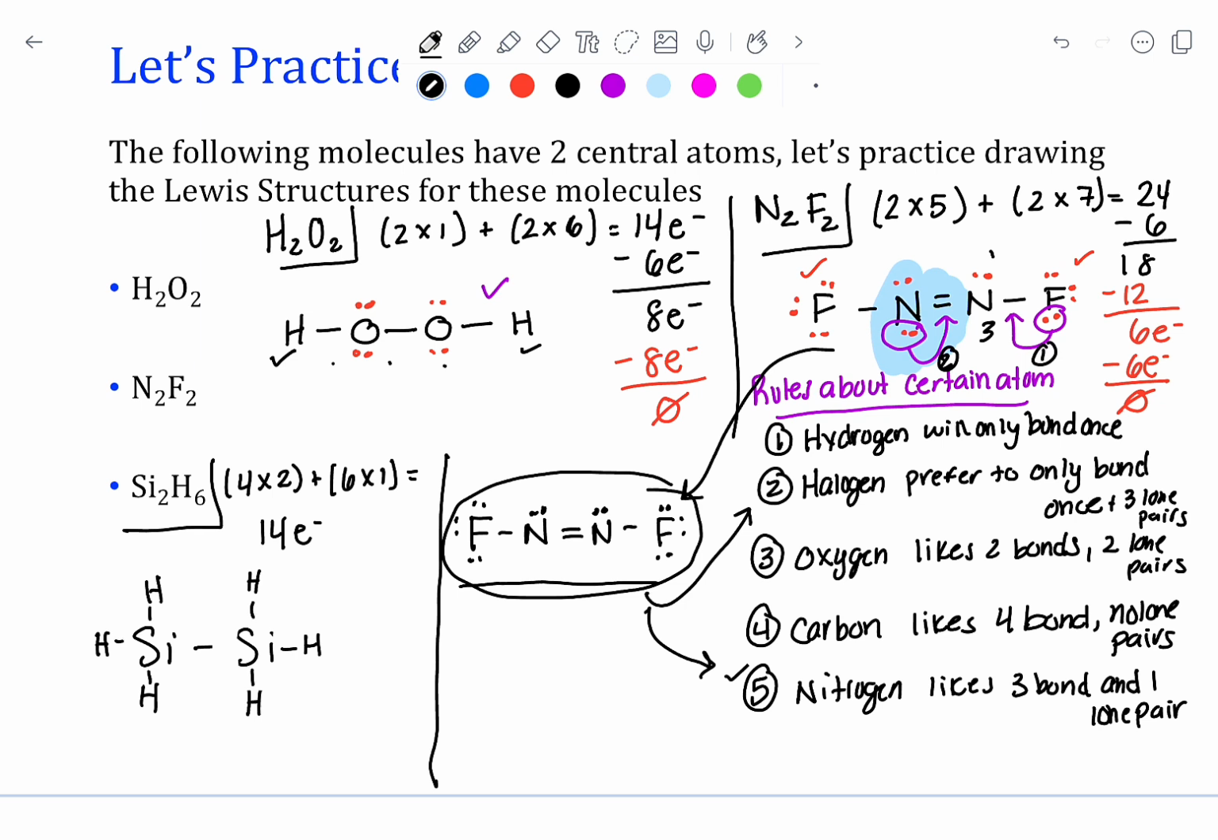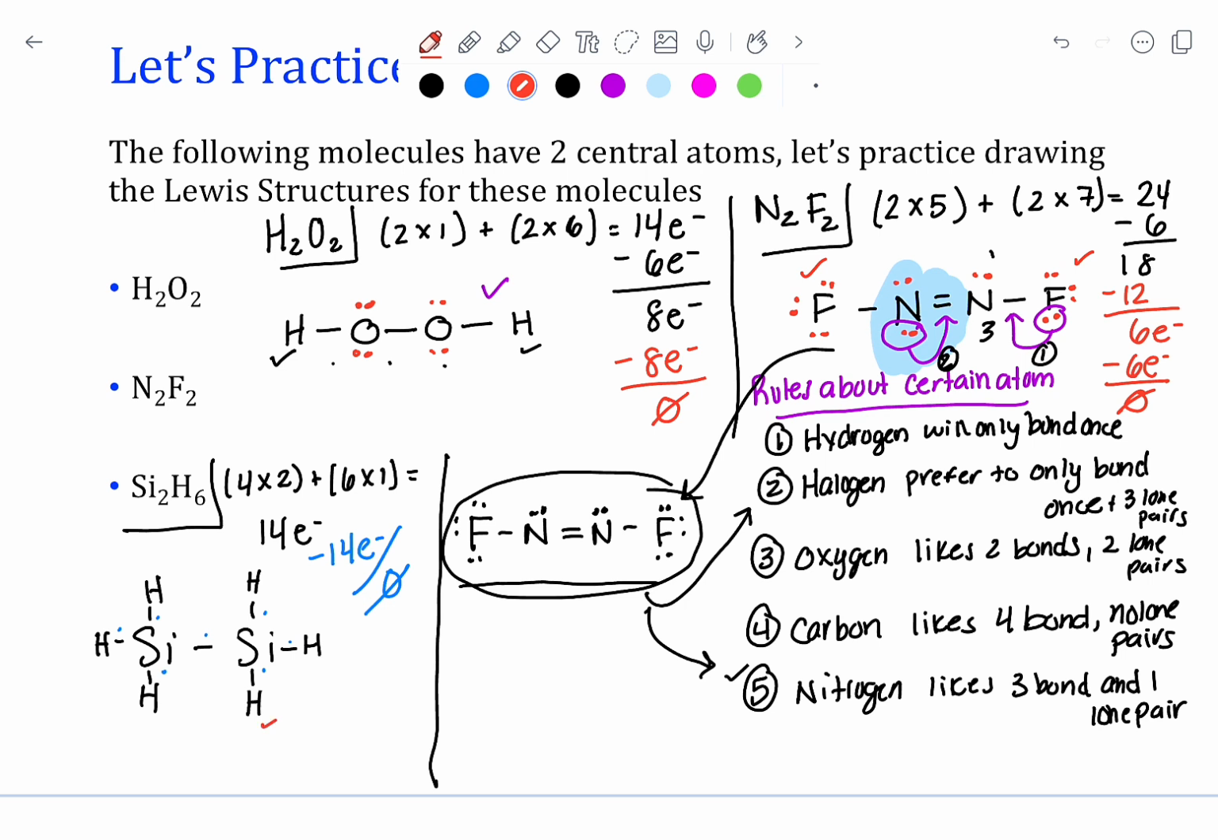Okay, so I've made my bonds. Let's count how many bonds I made. 1, 2, 3, 4, 5, 6, 7. I made 7 bonds. Each bond has 2 electrons in it, meaning I used up 14 electrons. I'm going to subtract off 14 electrons. I have no electrons left over, so let's double check our octets and our duets.